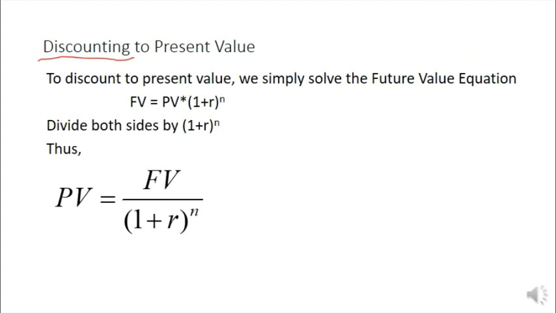So how do we discount to the present value? Well, we can derive the equation just from our future value equation. Remember, future value is this concept, present value, the amount we have now, multiplied by 1 plus the interest rate raised to the time horizon. The derivation is really simple. We just divide both sides by this quantity, 1 plus r over n. And that gives us our present value formula. Present value equals future value over this quantity 1 plus r raised to the n.